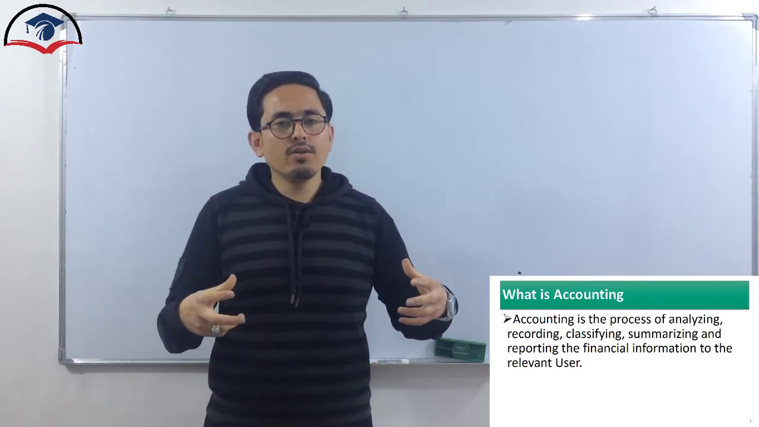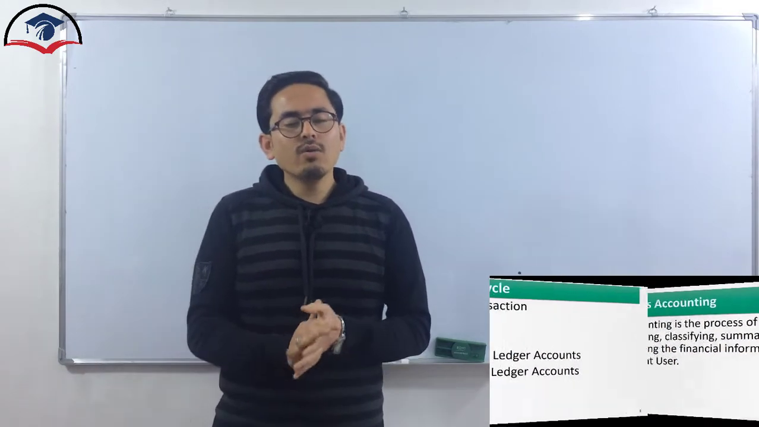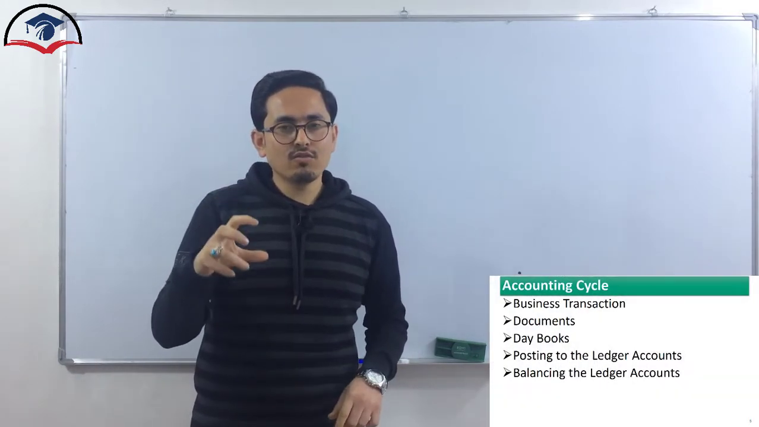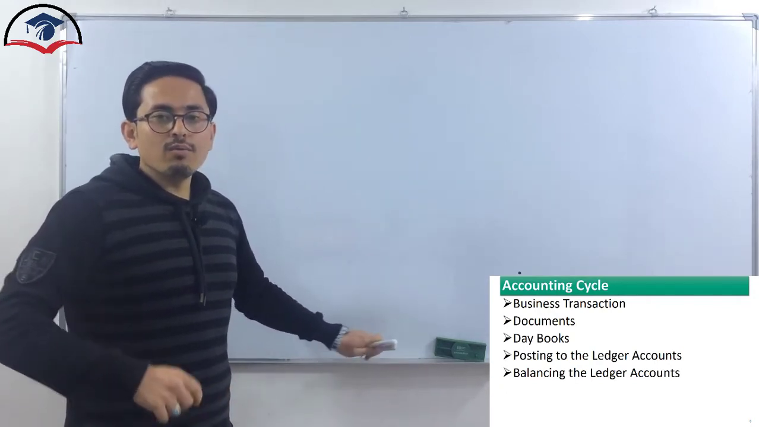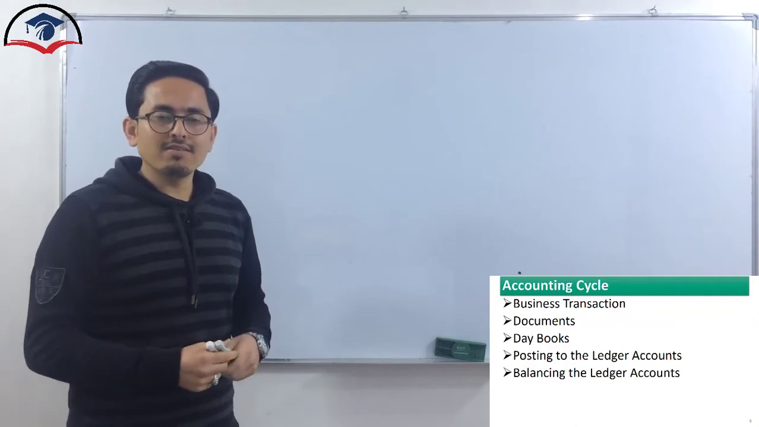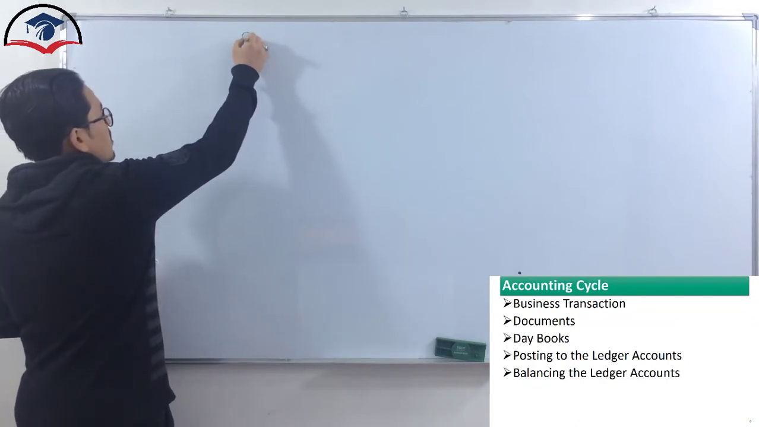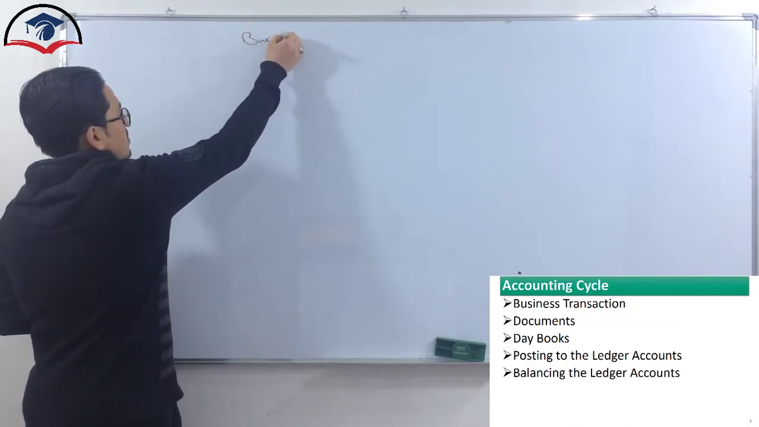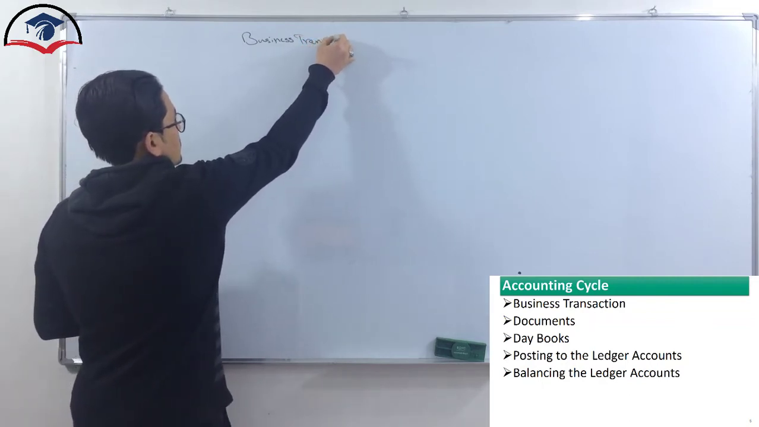This is accounting. But how does the accounting cycle work? Let's go ahead. The accounting cycle starts with a business transaction, a bit deeper. In the accounting cycle, we have the business transaction. So the process will start with the business transaction.